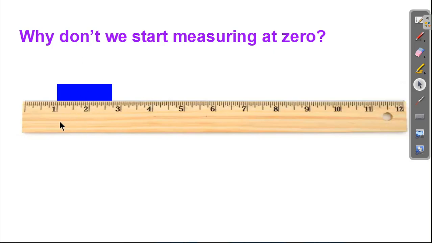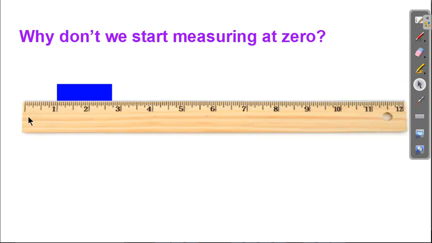Another thing you need to remember when you use a ruler, for example, you're going to be using rulers for some of the experiments that are coming. You need to start at 1 centimeter. This one is in inches, but at 1 centimeter. Why not at 0? Why don't we start measuring at 0?